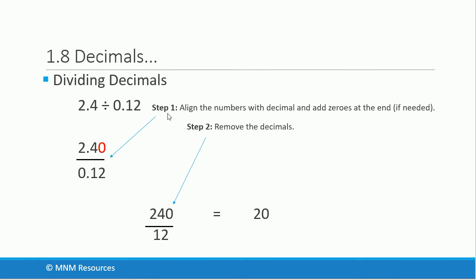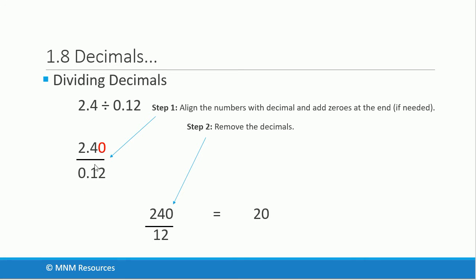When you're dealing with dividing decimals, the first step you need to do is to align the numbers with the decimal and add zeros at the end if needed for the alignment. So in this example, you have 2.4, which needs to be divided by 0.12. So let's line them up.